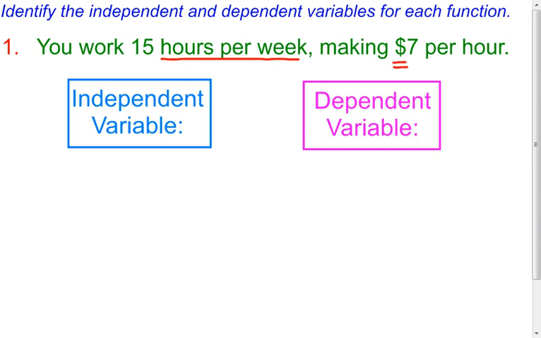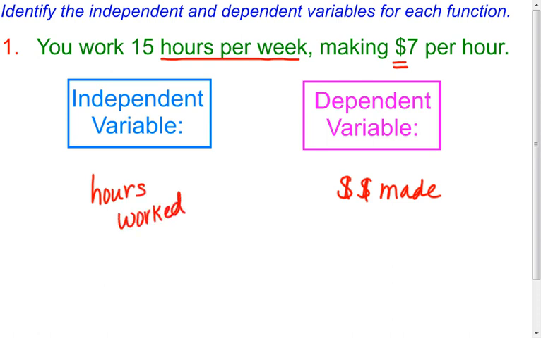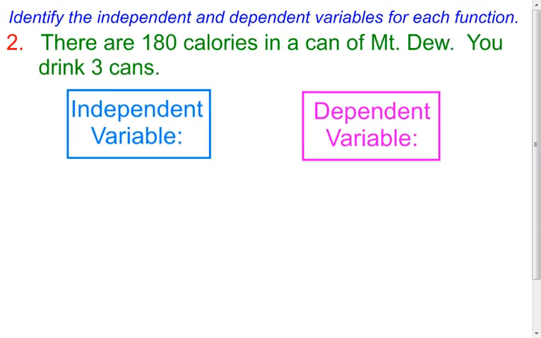So, what's dependent, what I can't figure out unless I know something else, is how much money I make. I can't figure out how much money I make unless I know how many hours I worked. Okay, so my independent would be the hours worked, and my dependent would be how much money I made.